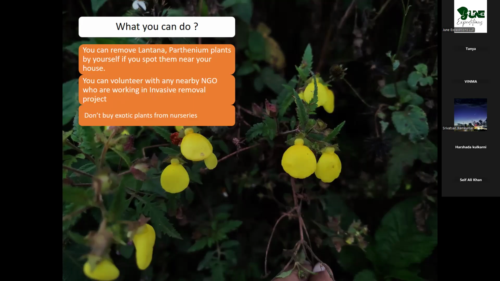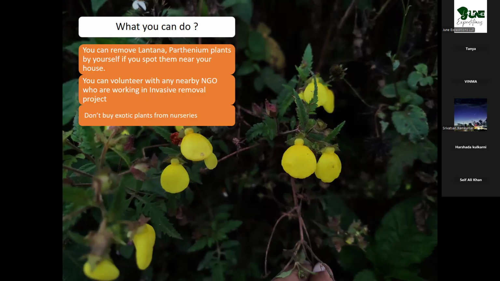Like I said, there are a few NGOs trying to do this work of removing invasive plants. But it's a very, very huge work, and it's a multi-year project. If you have time and can do something, you can contribute to those NGOs with your time and volunteering effort. Another important thing: once we get to know these issues, we should stop buying exotic plants from nurseries or from anywhere.